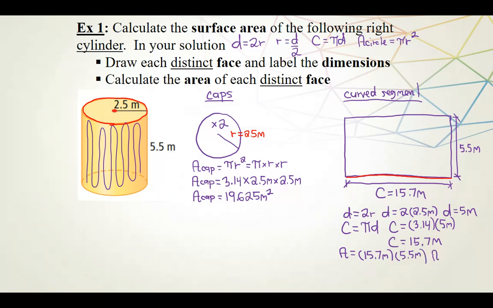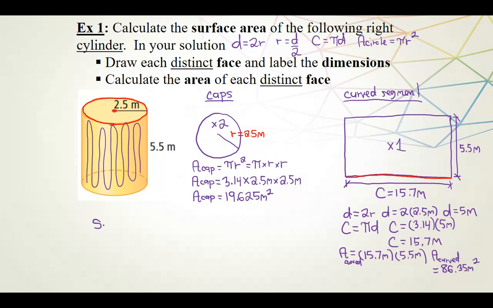And then I would get my area. Actually, let's write down A curved. A curved is equal to 86.35 meters squared. Let's just double check to make sure that's correct. So 15.7 times 5.5, 86.35. And this curved segment, you only have one label, so just once.